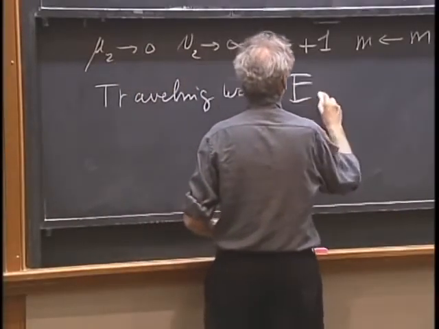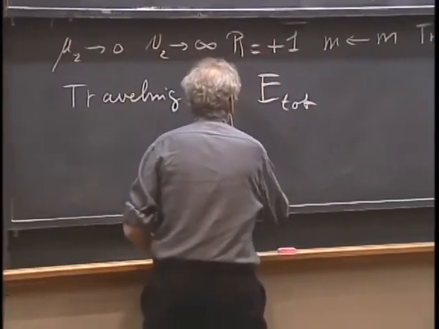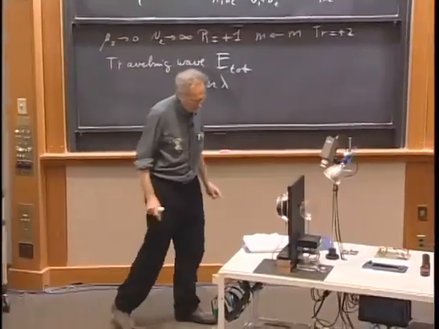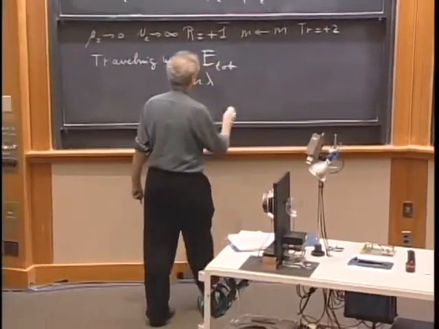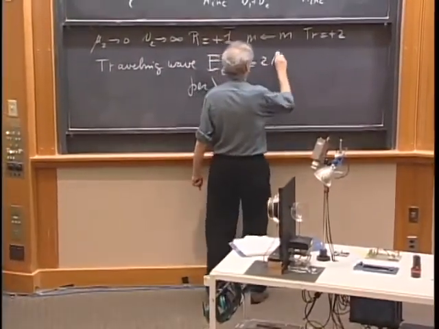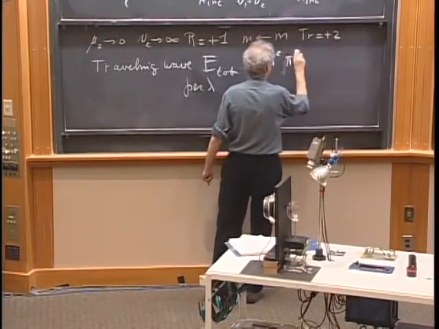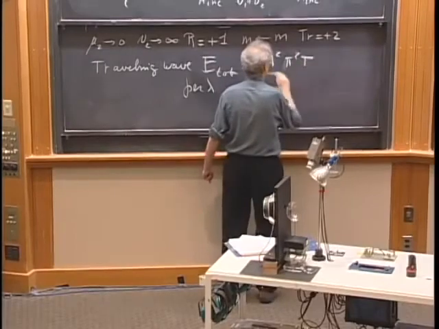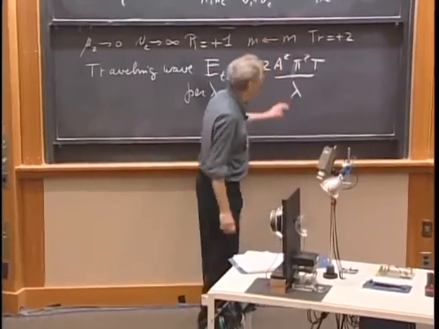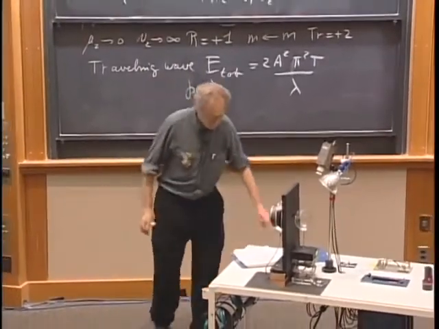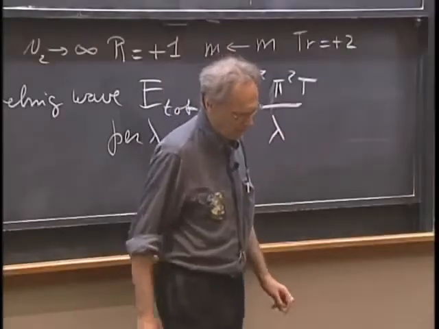That the total energy per wavelength lambda, I only did it per wavelength, that total energy, perhaps you remember that, equals 2a squared times pi squared times the tension T divided by lambda. A was the amplitude. Energy is always proportional to amplitude squared. This was the tension, and this was the wavelength.